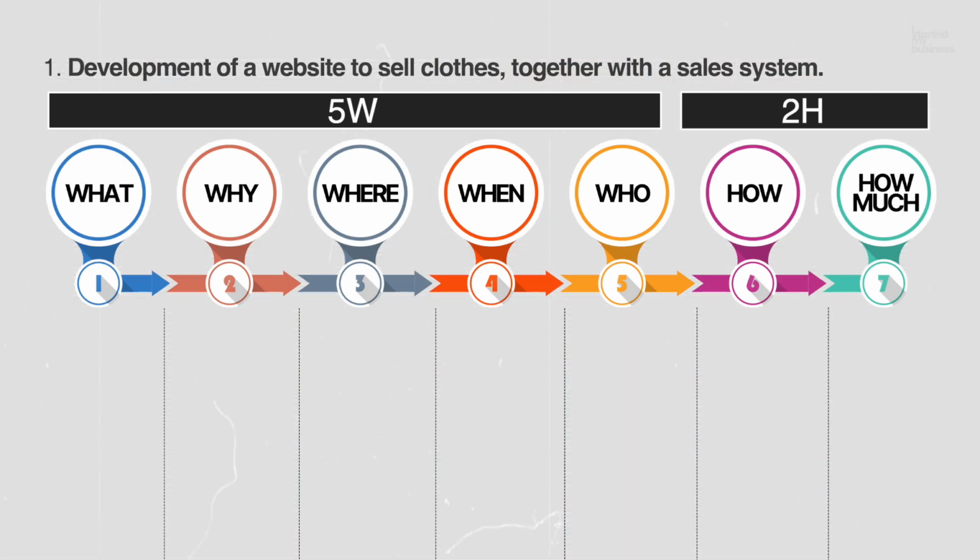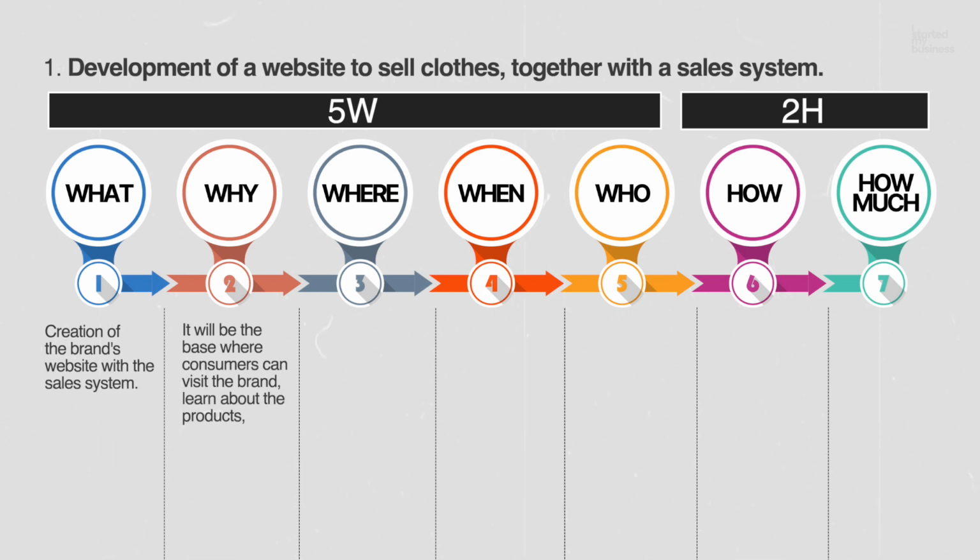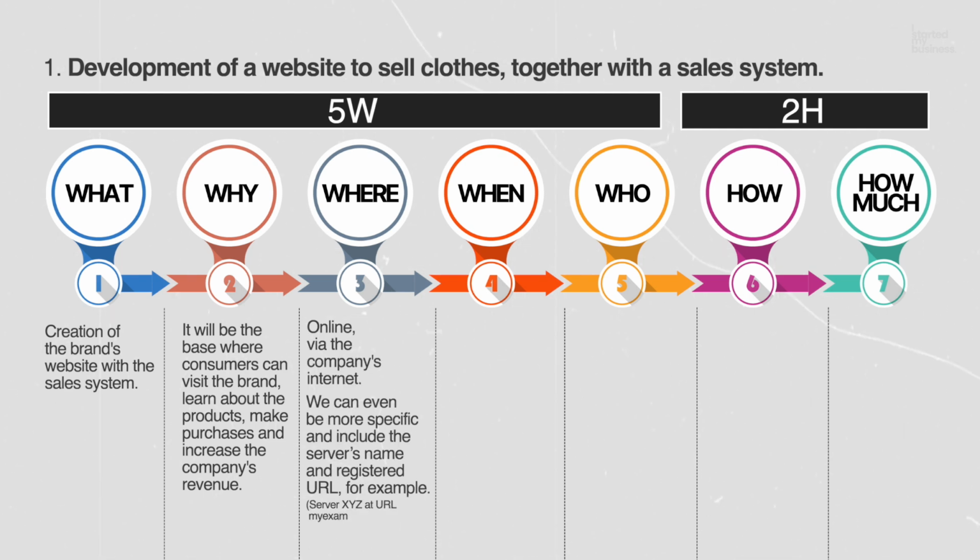1. Website development. What will be done? Creation of the brand's website with the sales system. Why will it be done? It will be the base where consumers can visit the brand, learn about the products, make purchases, and increase the company's revenue. Where will it be done? Online via the company's internet. We can even be more specific and include the server name and registered URL, for example: Server XYZ at URL myexamplestore.com.